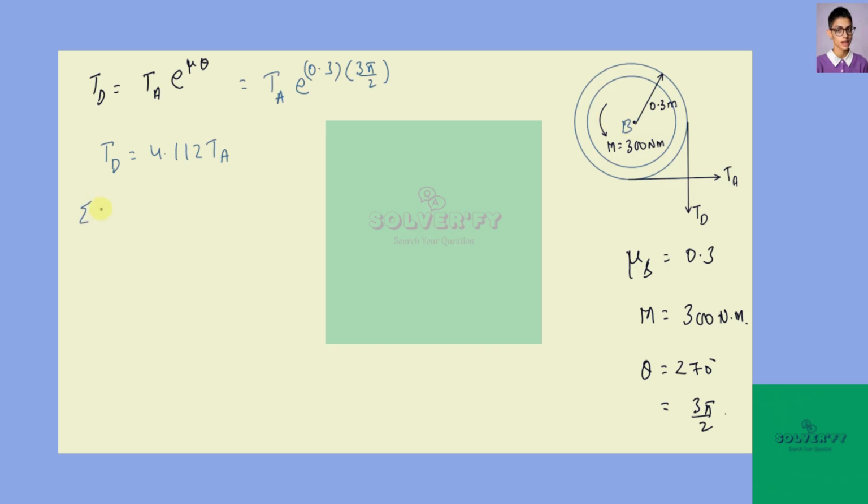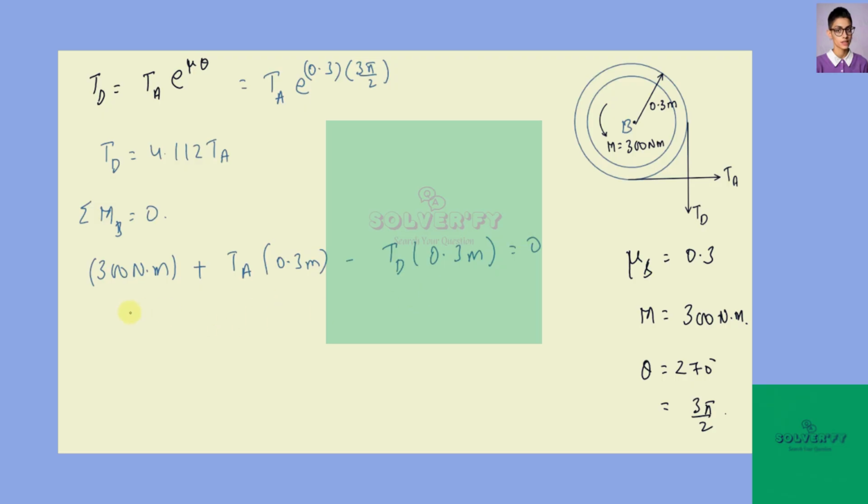Now we're going to apply the moment equilibrium equation at point B, and this is point B. So sigma MB should be equal to 0. The moment in the anti-clockwise direction we'll take to be positive, and moment in the clockwise direction we'll take negative. So this moment is anti-clockwise, so we get positive 300 Newton meter plus TA times this radius. This radius is given as 0.3 meter, so TA times 0.3 meter minus TD times 0.3 meter, and it would be equal to 0.